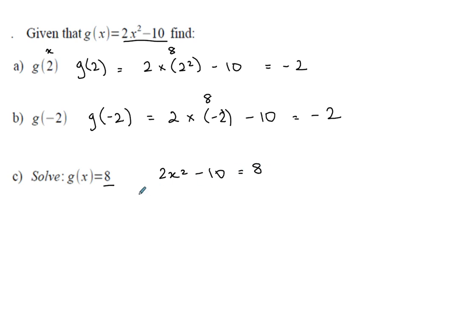We take the 10 to the other side, so plus 10. So you've got 2x squared equals 18. Divide by 2. So x squared equals 9, and square root it, so x equals plus or minus 3.